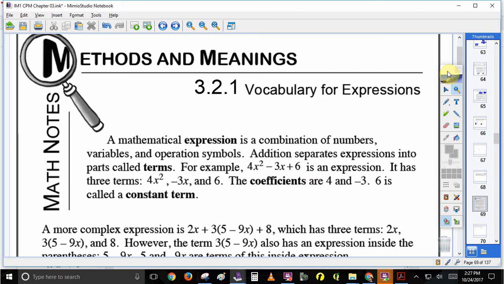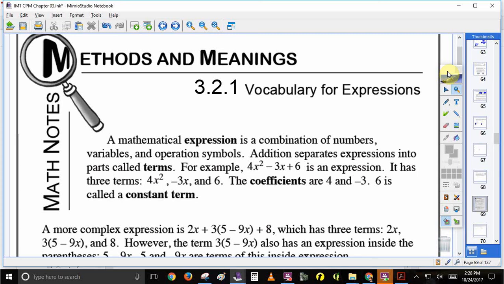This is 3.2.1, the vocabulary for expressions. I'm just going to go right into it. A mathematical expression is a combination of numbers, variables, and operation symbols.